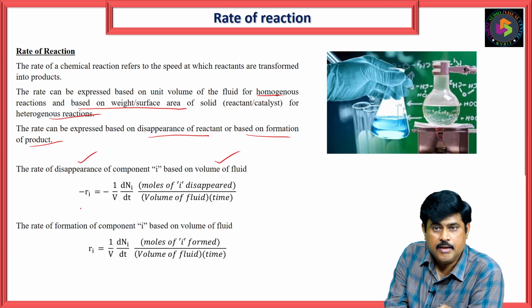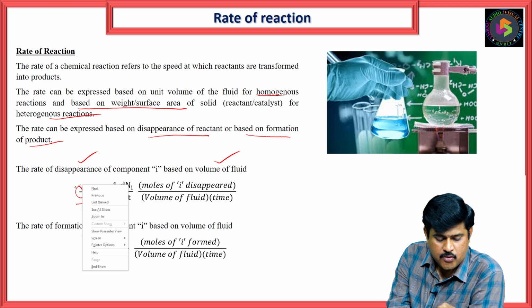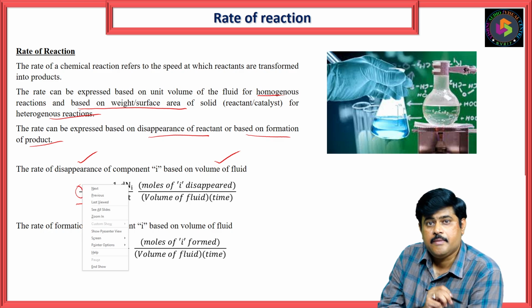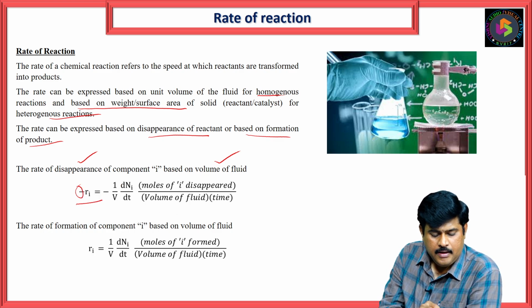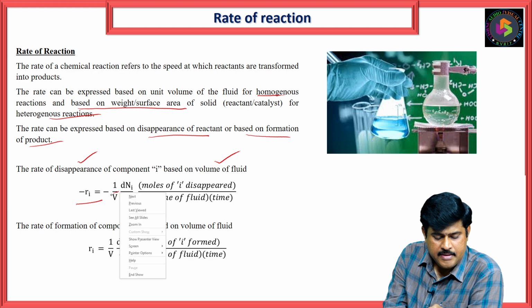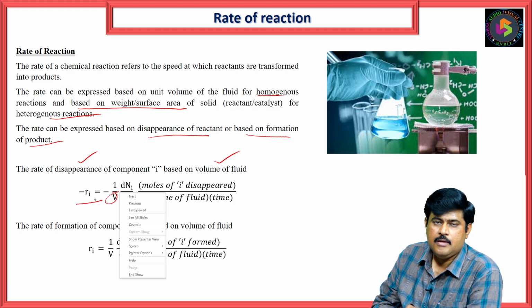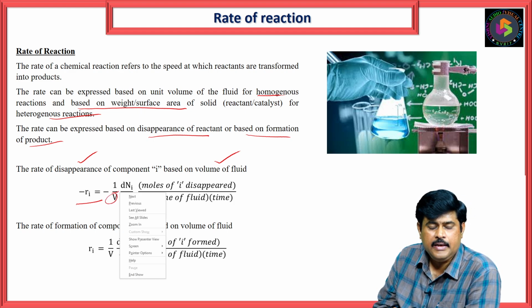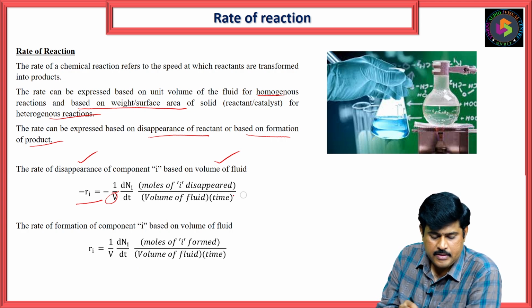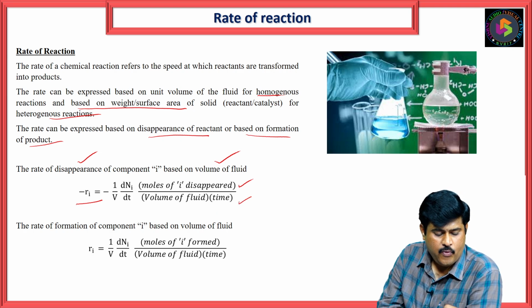You can see the definition: minus Ri is equal to minus 1 by V dNi by dt. This minus sign shows it is a rate of disappearance. Similarly, the 1 by V is the volume of fluid. So for homogeneous reactions, we normally define it based on the volume of the fluid. Here you can see the moles of i disappeared per volume of the fluid and time. That is how the rate is defined.